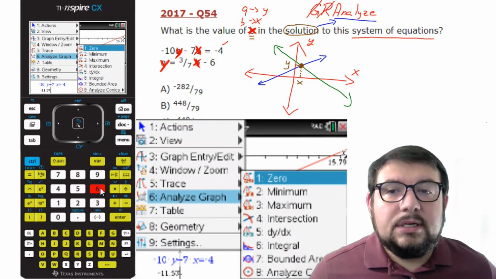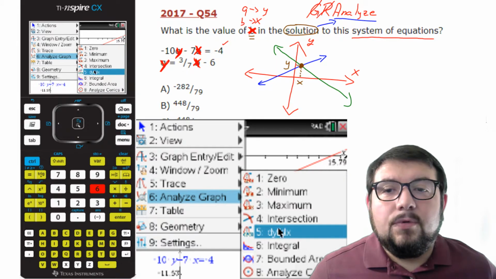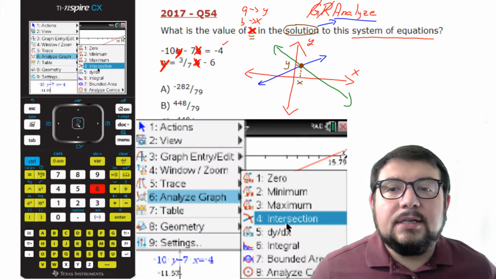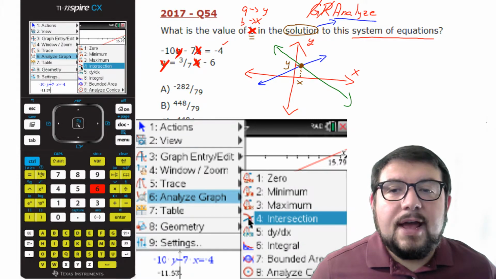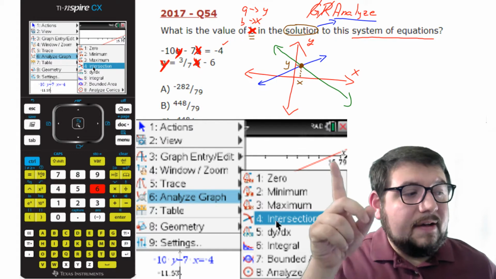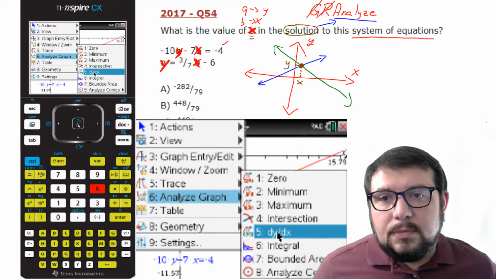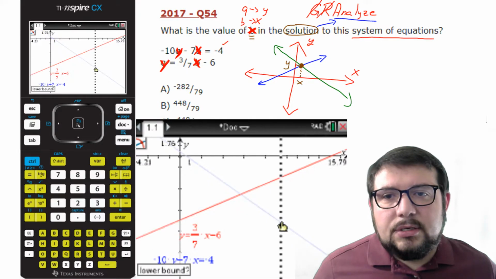And inside number 6, you can see that option 4 says intersection. And that is what a solution is. A solution is when lines intersect. And you can even see there's a little graph right there with 2 graphs intersecting. It looks very much like the graph that we drew by hand up there on the screen. Okay, so go to intersection, choose it.